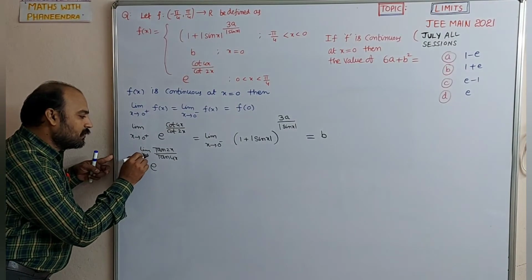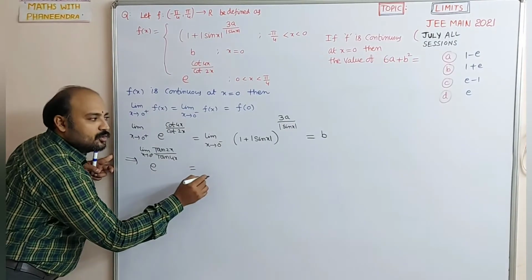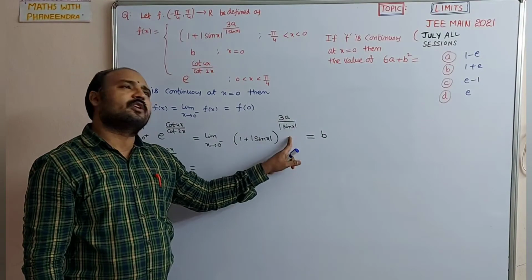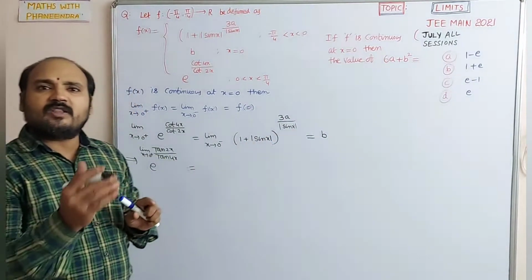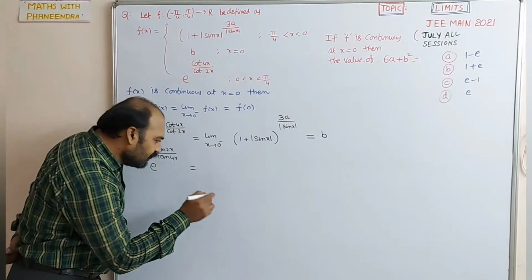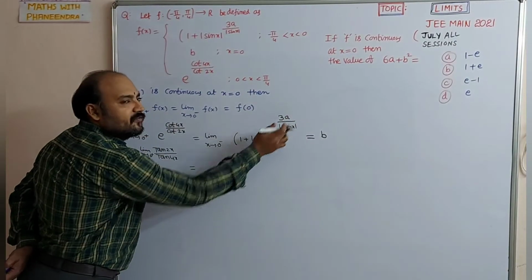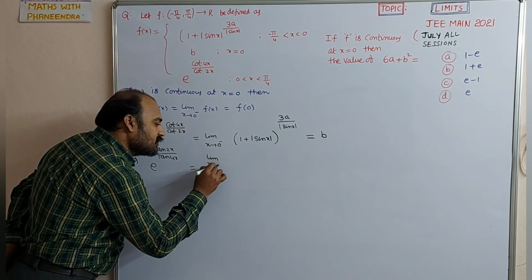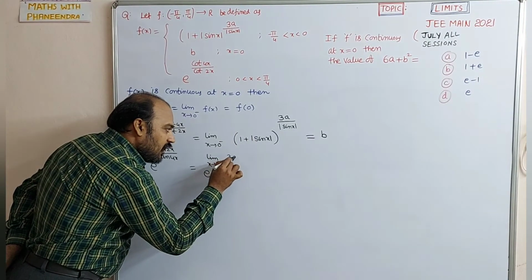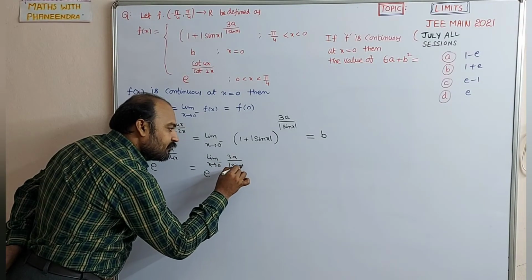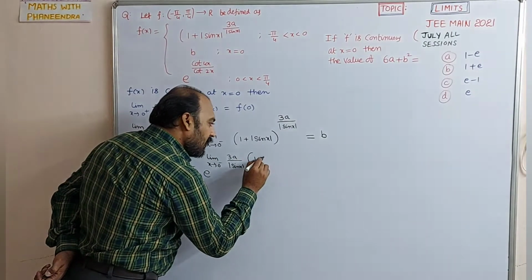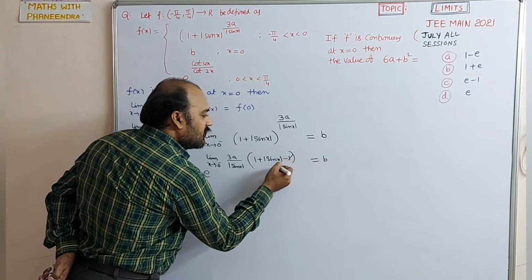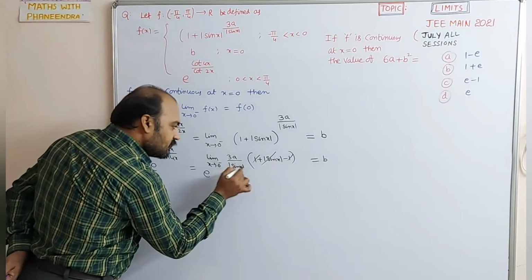Limit x tends to 0 minus, here x is equal to 0, substitute sin 0 is 0, 1 plus 0 is 1, anything by 0 is infinity, so 1 power infinity. Whenever the limit reaches 1 power infinity, what we have to do? e power, this is f of x, this is g of x. g of x, first limit apply. Limit x tends to 0 minus g of x into 3a by mod sin x into f of x minus 1, 1 plus mod sin x minus 1, which is equal to b. Minus 1 plus 1 get cancelled. Even mod x also cancels.